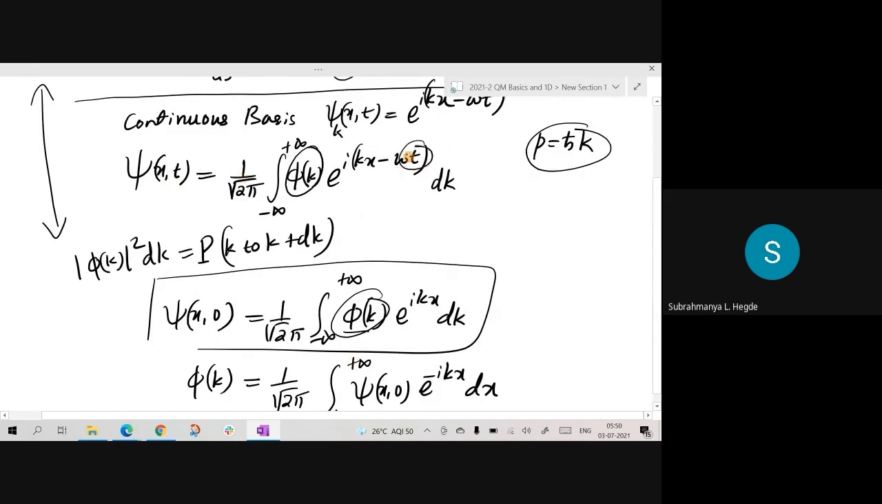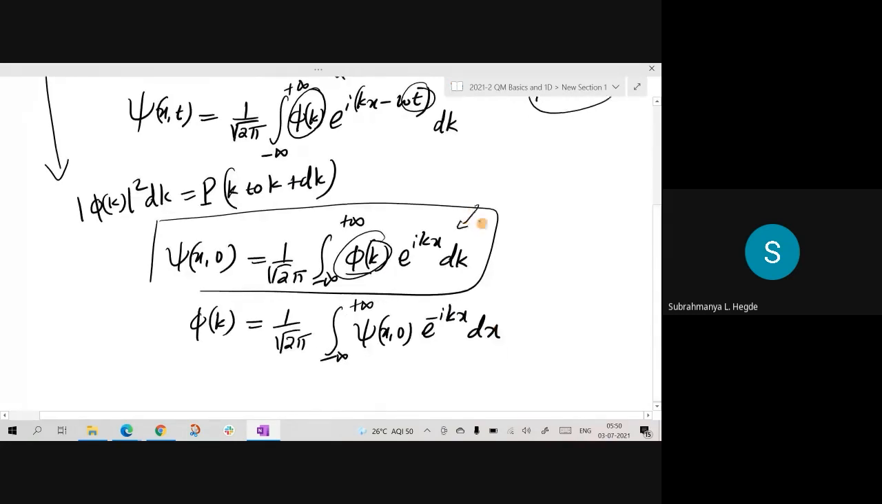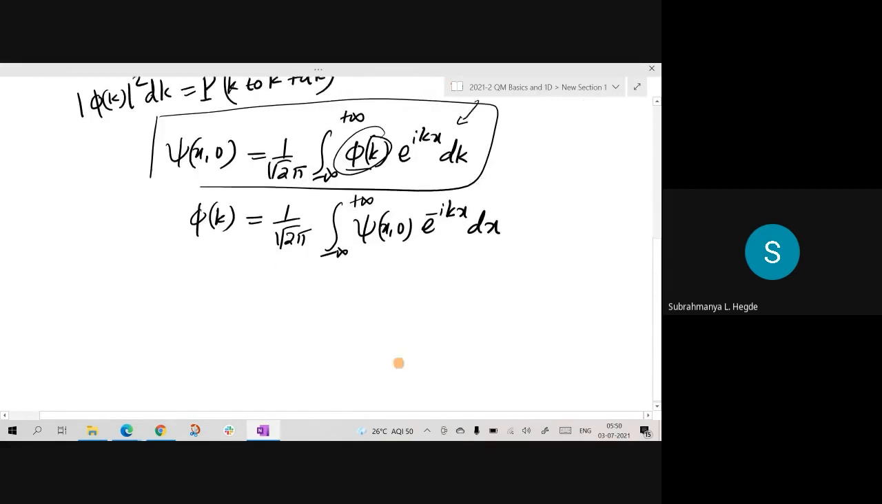If I put t equal to 0, this omega t part is not there. That's the only change. So now we call this one the momentum space wave function, and this one the position space wave function. Wait a second, I'll talk about that.